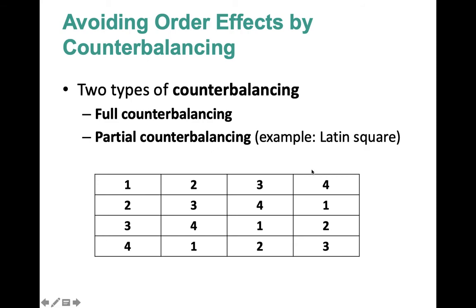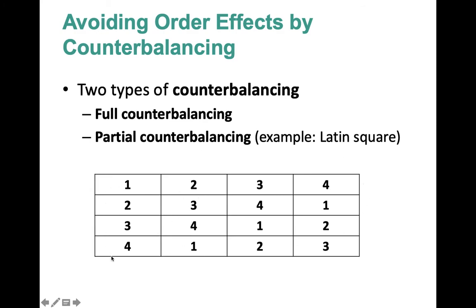So here we have 4 experimental conditions, experimental condition 1, 2, 3, and 4, and then we also have the order from left to right in which a person receives the experimental condition. So this particular participant receives experimental condition 1 in the first position, 2 in the second position, 3 in the third position, and 4 in the fourth position. This particular participant receives the second experimental condition in the first position, followed by the third, followed by the fourth, followed by the first.